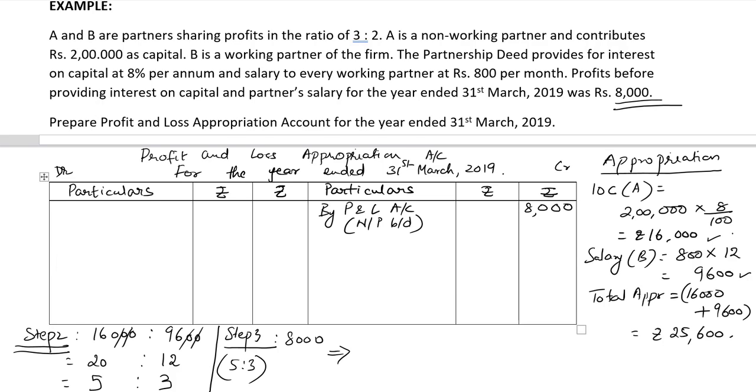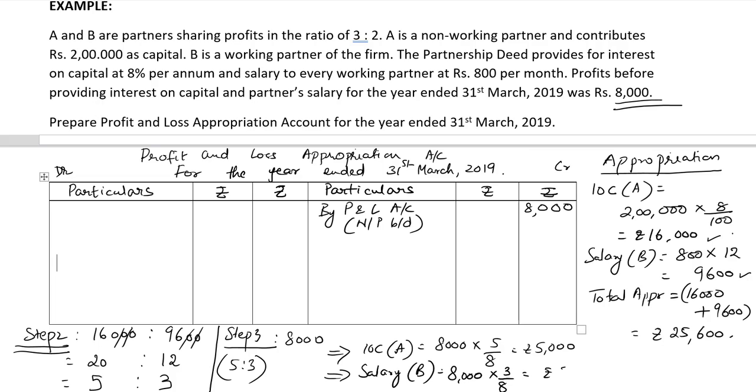So for IOC, for A we get 8,000 into 5 divided by 8, which is equal to rupees 5,000, and salary to B, which is 8,000 into 3 divided by 8, which is equal to rupees 3,000.